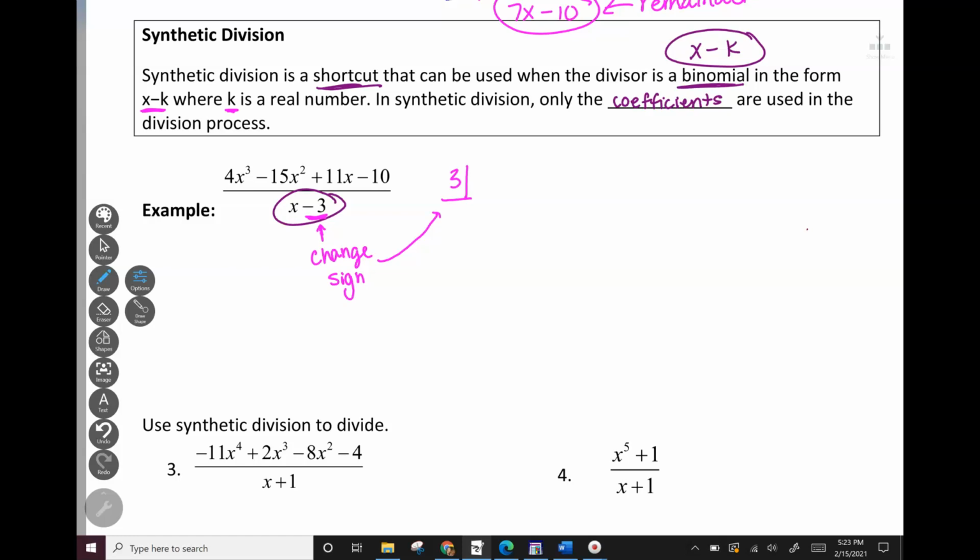And then you want to take your coefficients, make sure there's no terms missing, 3, 2, 1, and then this would be x to the 0. So make sure no terms are missing, and then you want to list out your coefficients. So we're going to have 4, negative 15, 11, negative 10. Okay, so those are all going over here. These are your coefficients.